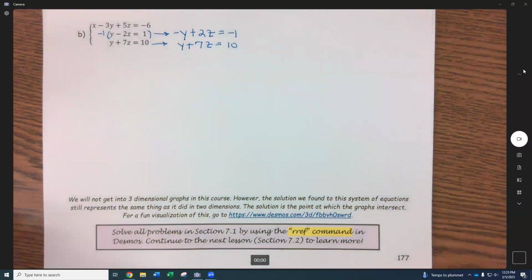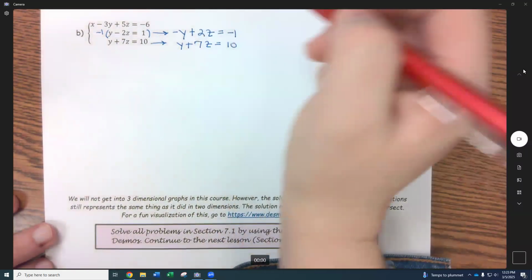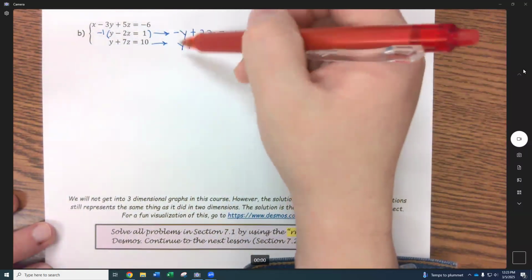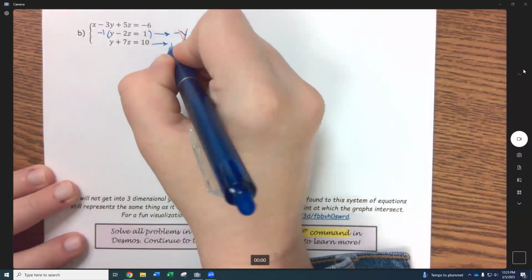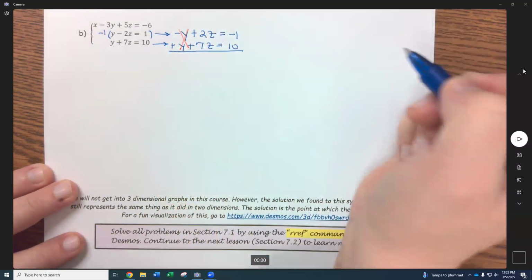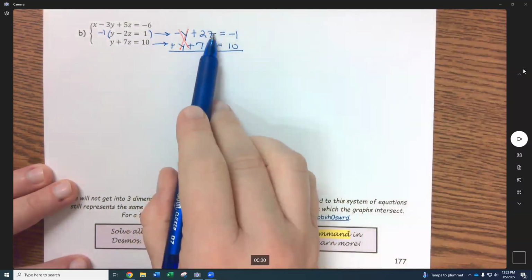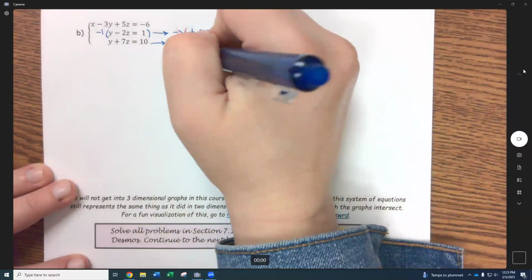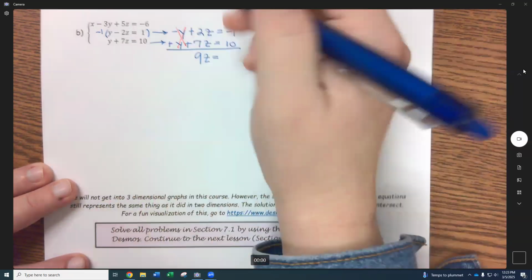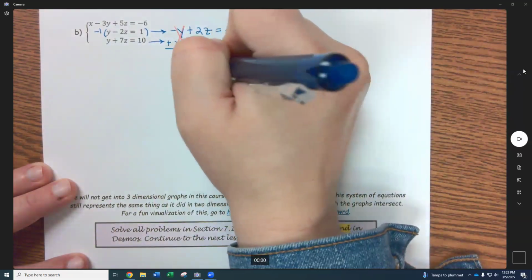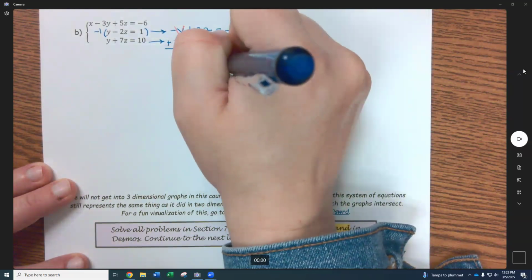Okay. So we're using elimination. Probably should have started with that. We're using the elimination method. Substitution would have actually been very easy as well. But the goal is to get one of these variables to eliminate. So -y plus y goes away. Another name for elimination is addition. So now add what is left. So 2z plus 7z is 9z, and -1 plus 10 is 9. So we've got z equals 1.